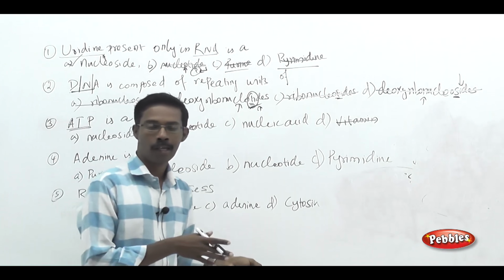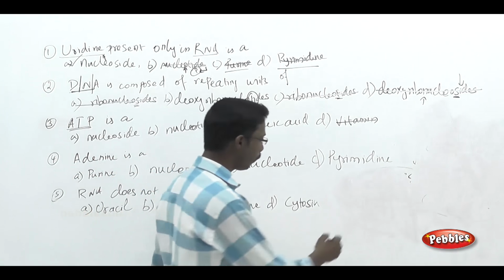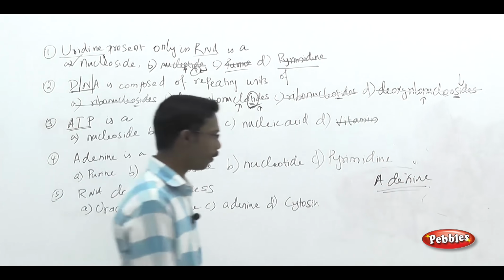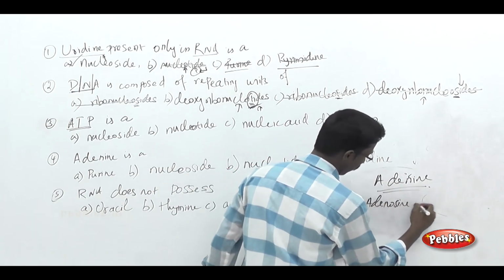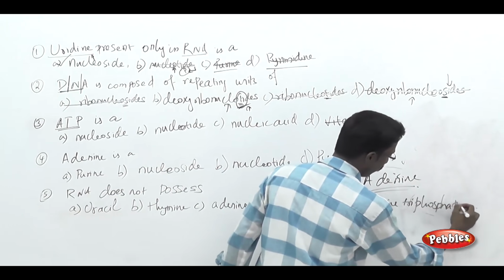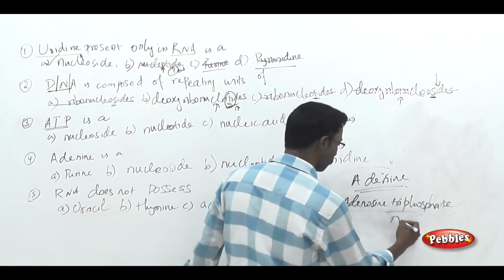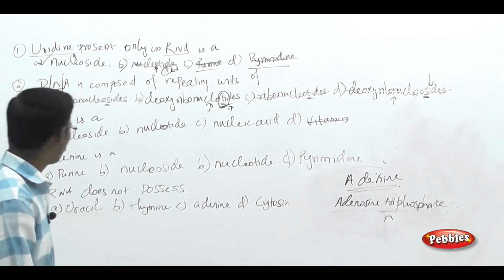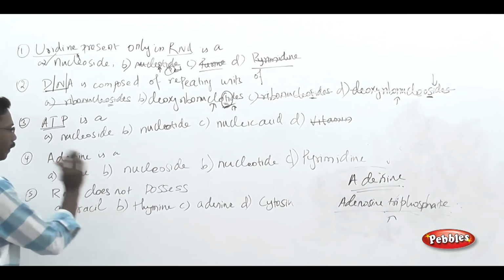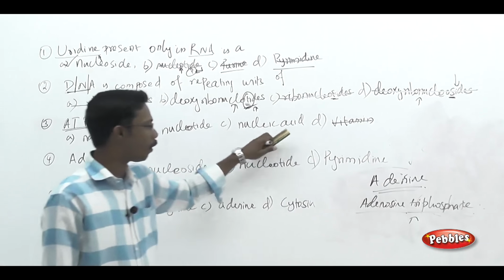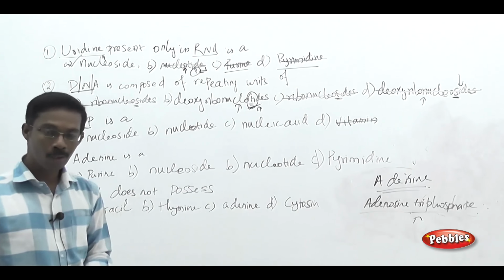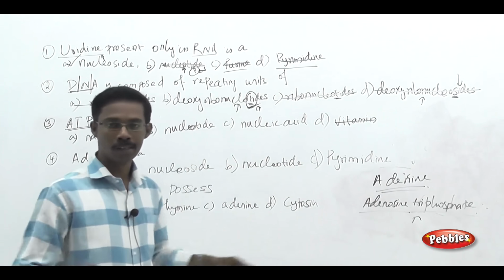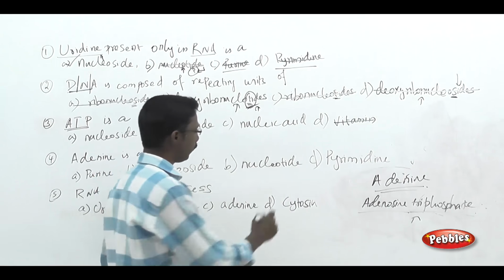It is present in DNA and RNA, and A refers to adenine. What is the full form of ATP? Adenosine triphosphate. It is present in both DNA and RNA as adenosine triphosphate. So the point to remember is whether ATP is a nucleoside, nucleotide, nucleic acid or vitamin. Whenever you are talking about a nucleic acid, it is a polymeric structure of nucleotides.